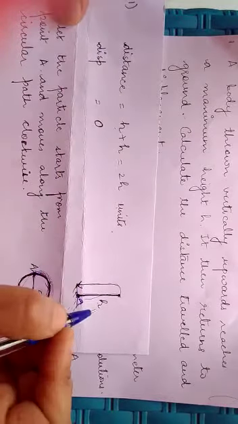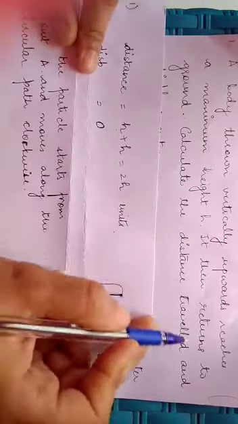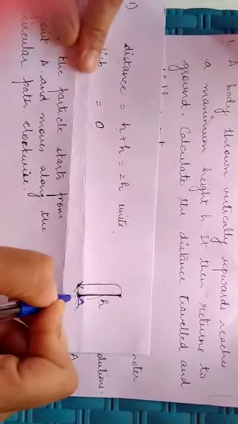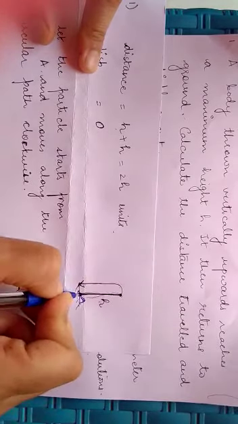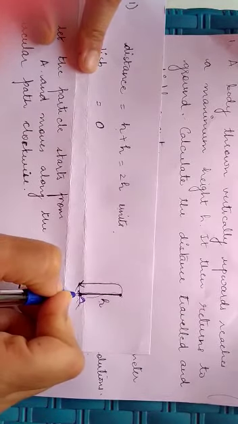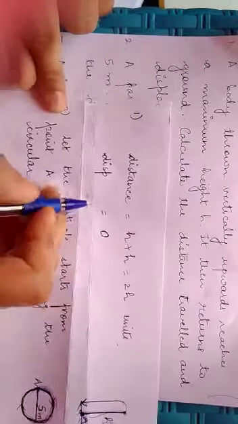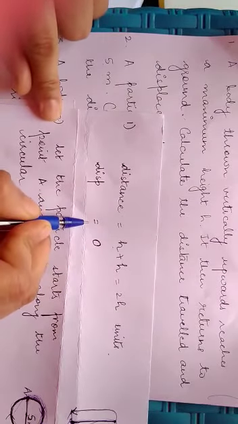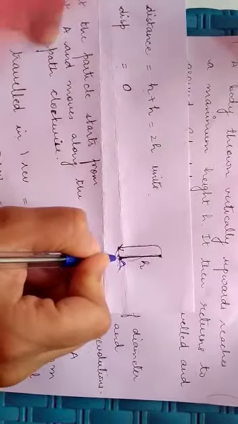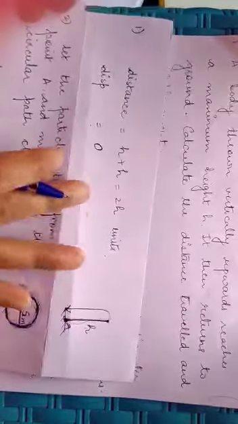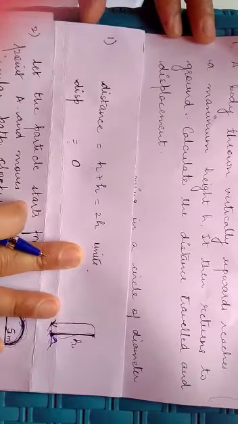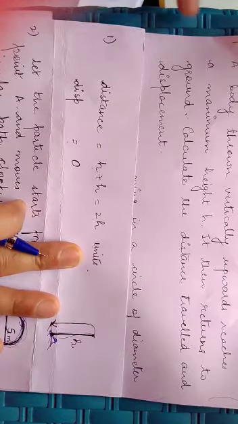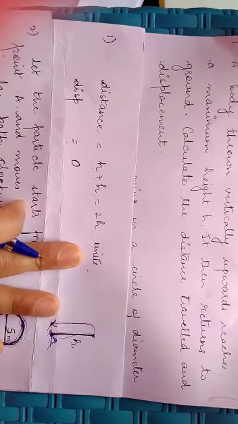Okay. Now, since it returns to the ground, the body is going up and coming back to the same position. Therefore, the initial point and the final point are the same. So the displacement will be 0. Why? Because the initial point and the final point are the same. Okay students, you can write these questions in your notebook and solve them on your own. You can just pause the video to write the questions.